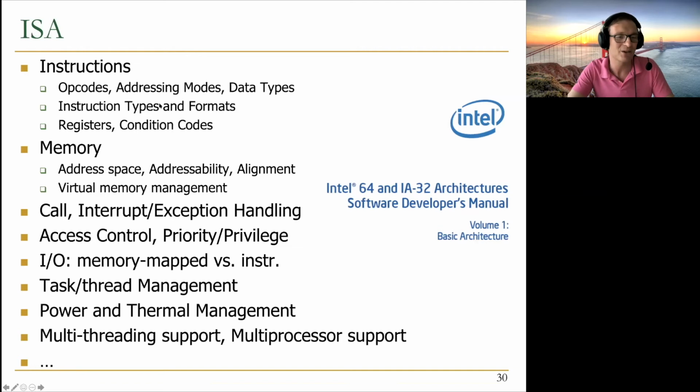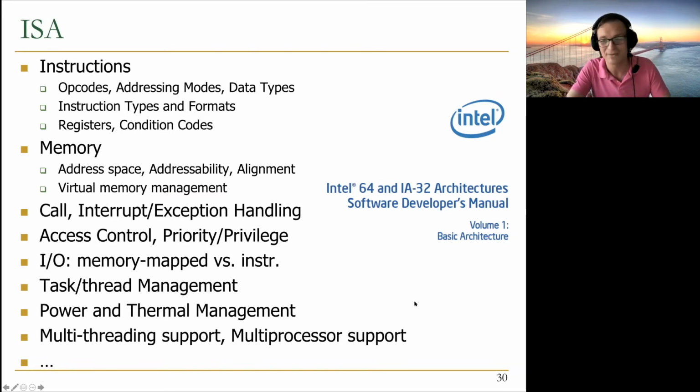Okay, so let's go into more about ISA. Again, I'm not going to cover all of these over here, but the ISA specifies many other things than the instructions and memory that we discussed earlier. It also covers call, interrupt, and exception handling. We will talk about that later. Access control, priority, privileges. We will talk about that later briefly. Input, output, task management, thread management, power management, thermal management, multi-threading support, multiprocessor support, etc.